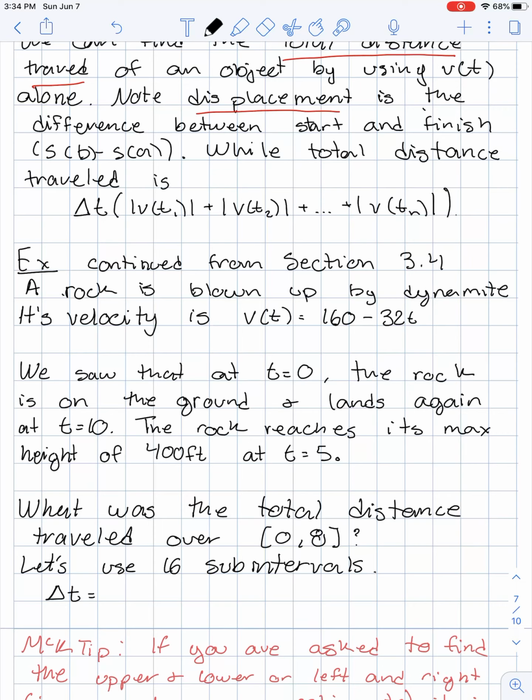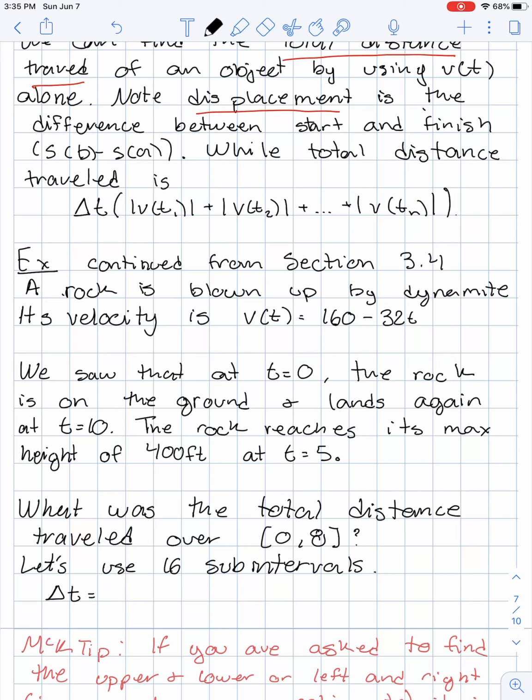Our rock was blown up by dynamite, and we were given that its velocity we found to be 160 minus 32t feet per second, right? We saw that at t equals 0, the rock was still on the ground, and it landed again on the ground at t equals 10, and that it reached its maximum height of 400 feet at t equals 5.